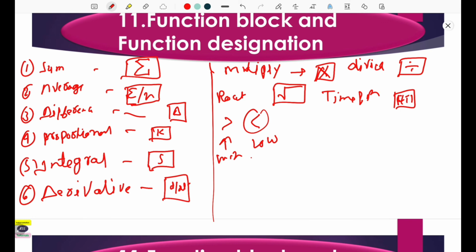And we have seen E used for voltage, I used for current, A used for analog. So these are the basic symbols which are generally used.